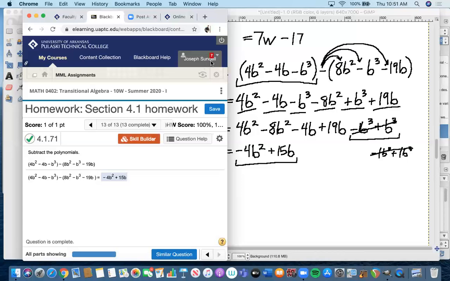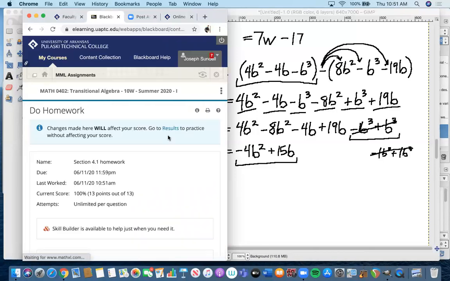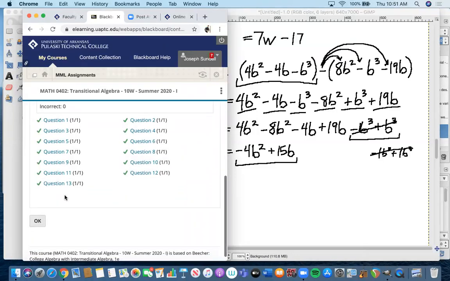Okay, so that took us about 45 minutes, I think. So I'm going to save this. Let's go ahead and move on to 4.2.